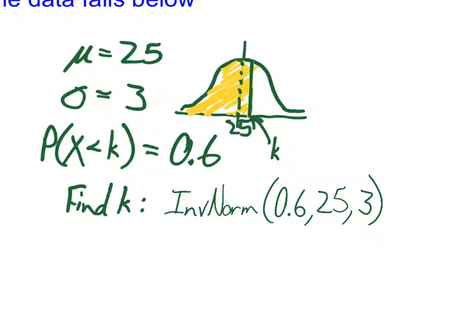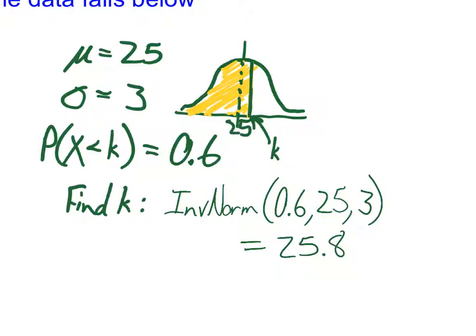Okay. So, in this problem, k is 25.8. What'd you get? 25.8. With 3 significant figures, 25.8. Not percent, just 25.8. And that's our value of k.